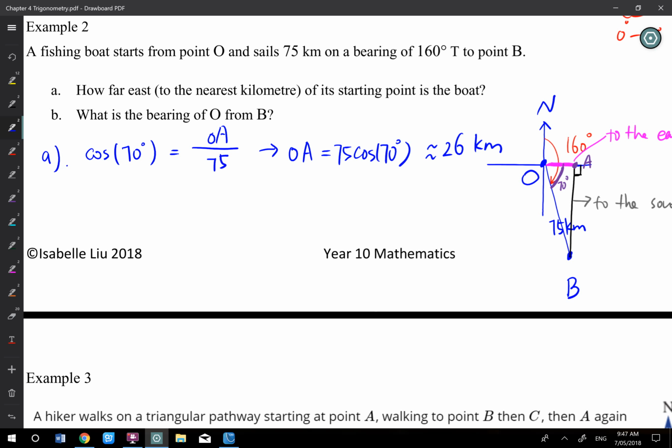If I want to calculate how far to the south, I can use the sine. I want to know the opposite and I know the hypotenuse as well. So I can use the sine to calculate this.